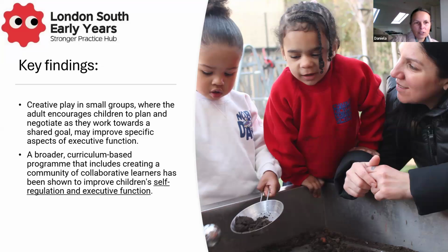Another key finding was that a broader curriculum-based program that includes creating a community of collaborative learners has been shown to improve children's self-regulation and executive function. So it may be that you follow a curriculum that really emphasizes working collaboratively, and that has been seen to have a very positive effect. So that's supported by research.